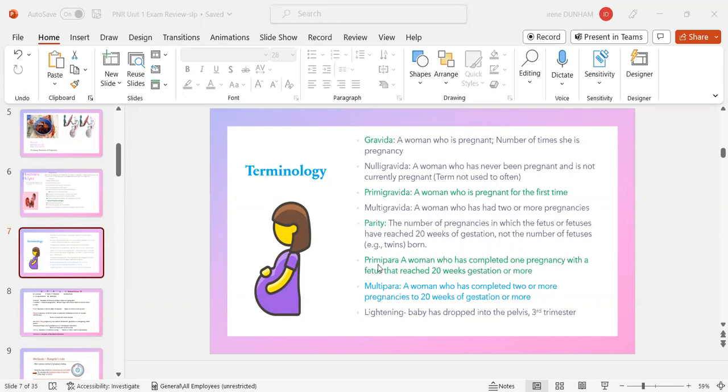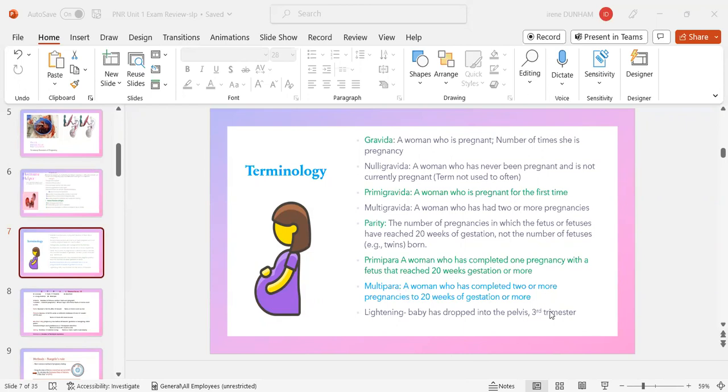All right. Now, a primipara is a woman who's completed one pregnancy with a fetus that's reached 20 weeks gestation or more. And then again, a multipara is a woman who has completed two or more pregnancies to viability, 20 weeks or greater. And then lightning has been put in here real quick as a terminology, and that's where the baby has dropped into the pelvis, and mommies feel that. It's really nice because that's when they go, "Oh, my baby's just dropped," and that's usually in the third trimester as it gets close.